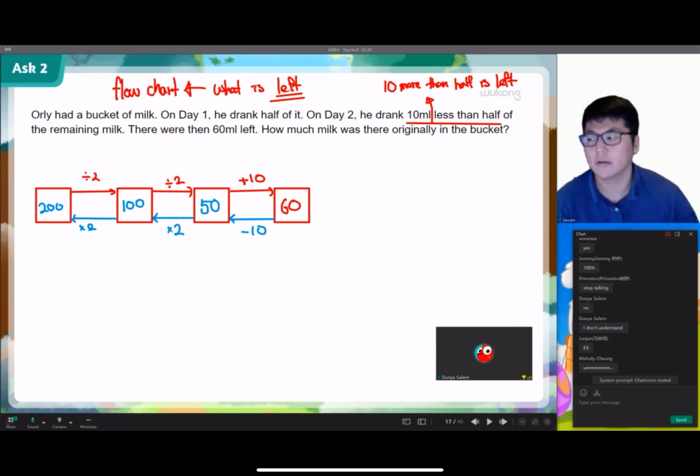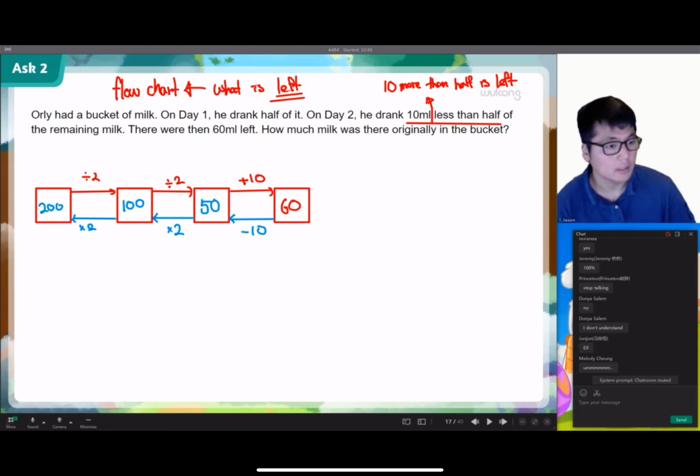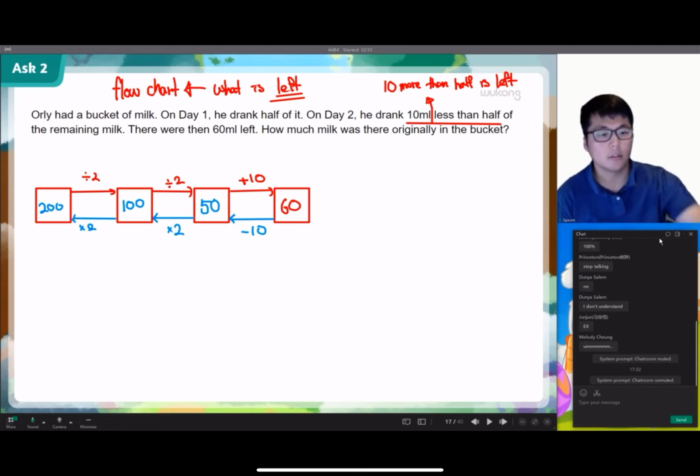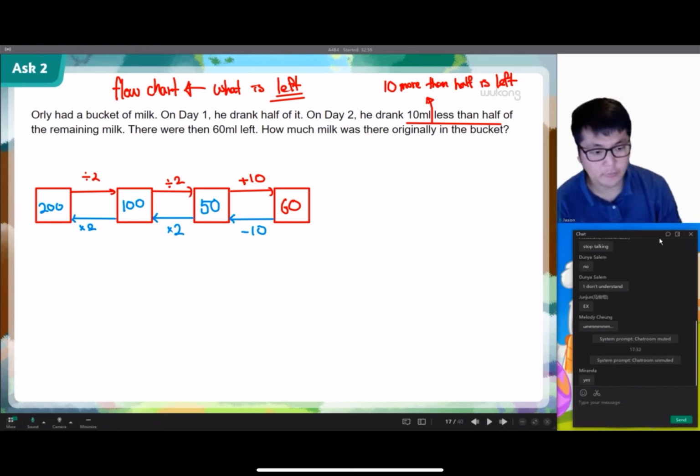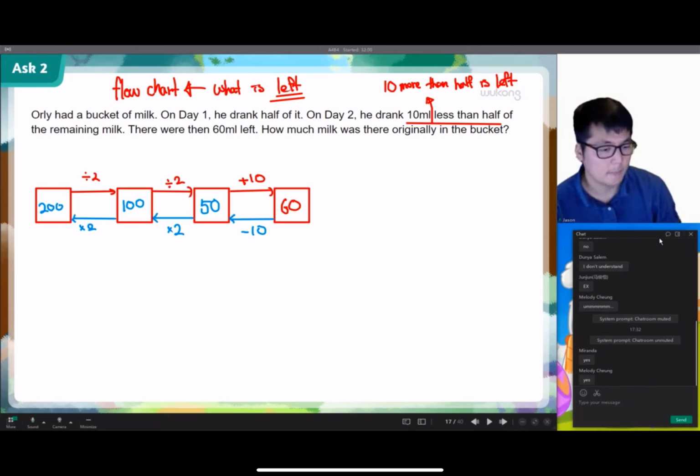Does that make sense now, Danya? Yes. Okay, good. So everybody, do you understand how to draw a flowchart now? You always need to do what is left. Okay? Forrest, do you understand as well?